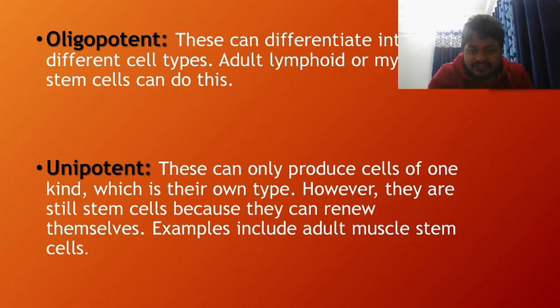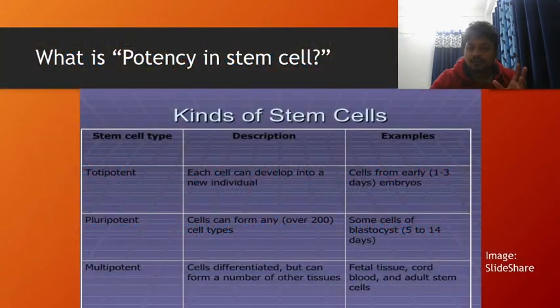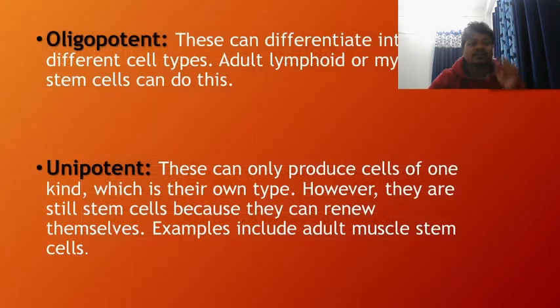And for unipotent stem cells, take the example of the adult muscle stem cell. This adult muscle stem cell can only produce adult muscle stem cells. They cannot produce others, say, a bone cell. So they are producing only one type of cell. So these cells are unipotent. If these are stem cells, they will be unipotent stem cells. So there are five types of potency: totipotent stem cell, pluripotent stem cell, multipotent, oligopotent, and unipotent stem cells.